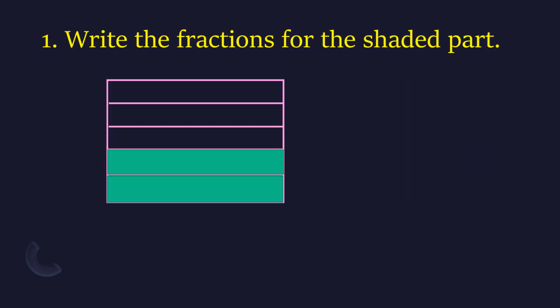Now let us write the fraction for the shaded part. First you should count the total number of boxes. So total number of boxes? 5. Out of 5, how many have been shaded? 2. So 2 by 5 is the fraction. We can read this as 2/5.